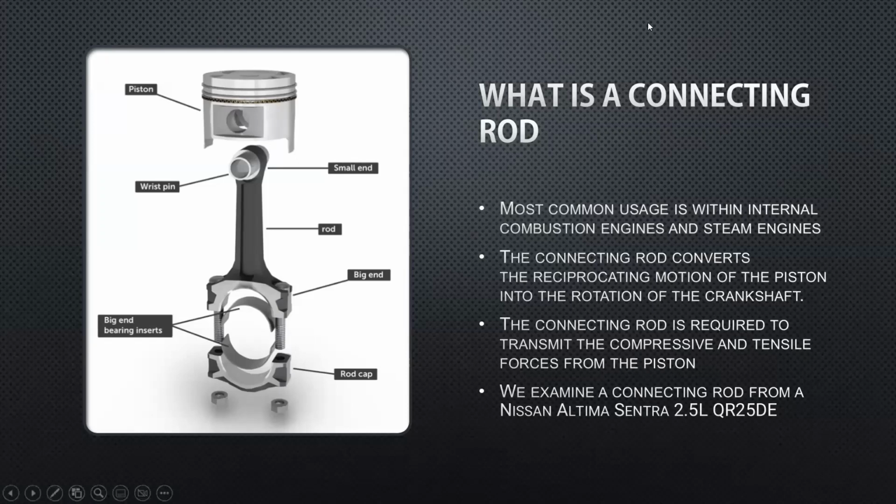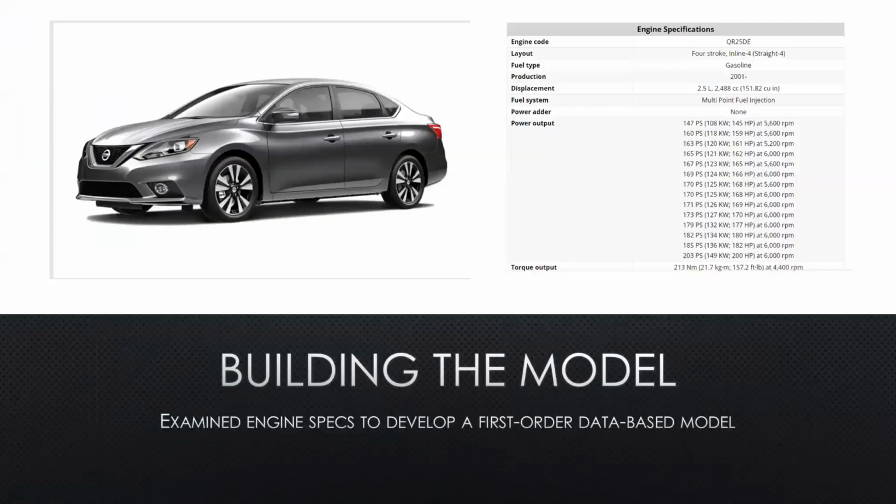The connecting rod is required to transmit the compressive and tensile forces from the piston, as it cannot fail in everyday use. For this analysis, we examined a connecting rod from a Nissan Altima, Sentra, and Rogue engine of a 2.5-liter four-cylinder engine. This engine's an inline four-cylinder engine that utilizes gasoline and is still in production today. We have some information up there, and we can see from the analysis that we're going to be doing that we can actually model this pretty well.